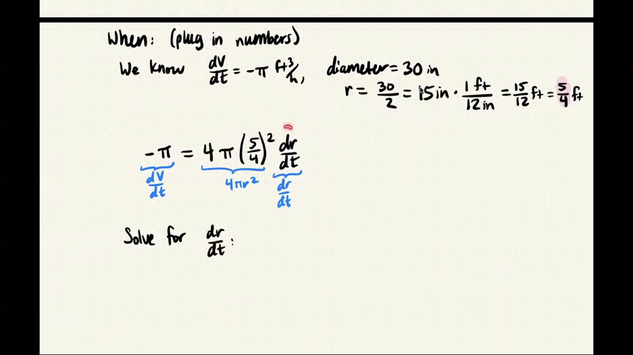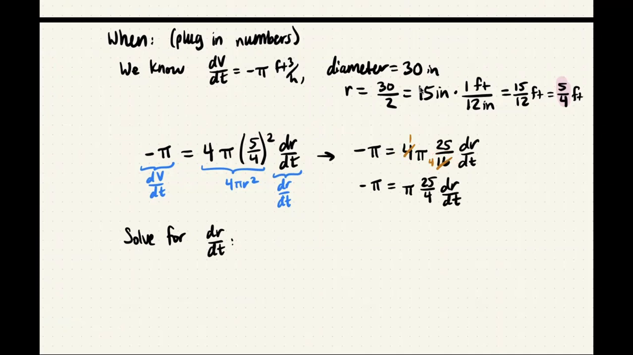All right, all this stuff is getting multiplied. So I just need to divide by this expression. If you'd like, we can maybe simplify this a little bit here. So let's simplify. We've got 4 pi. 5/4 squared is 25/16 dr/dt. And then I have a 4 over a 16. Well, 4 goes into 16 4 times, so I can replace that with a 1 and that with a 4. So really I have negative pi equals pi times 25/4 dr/dt.